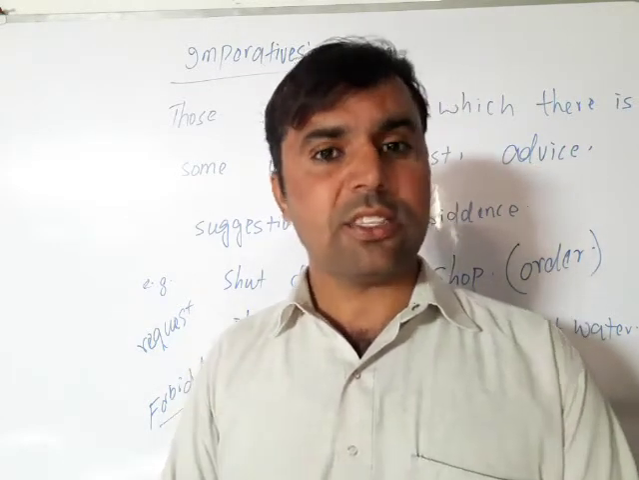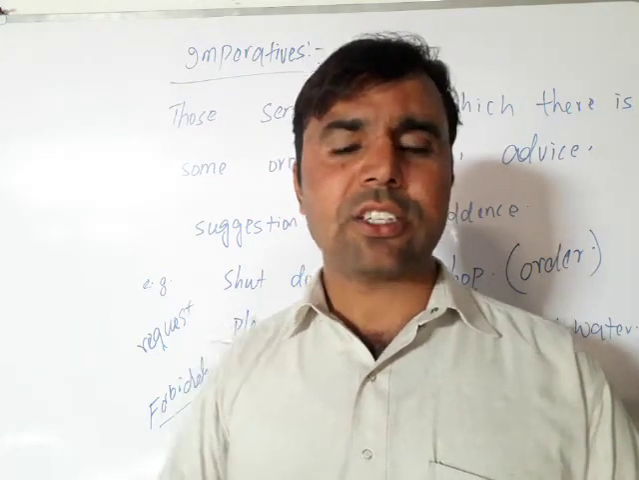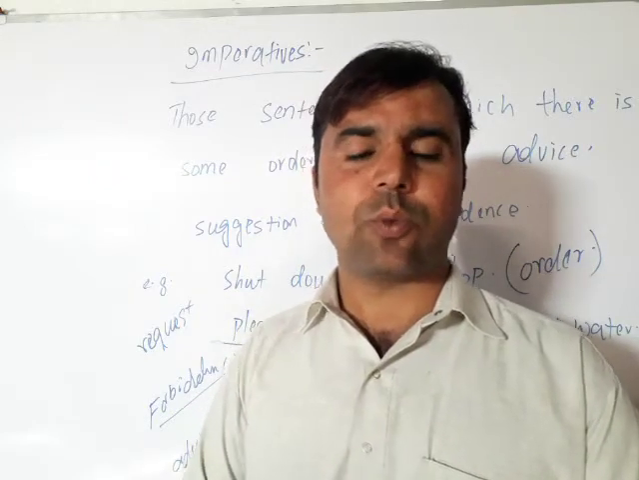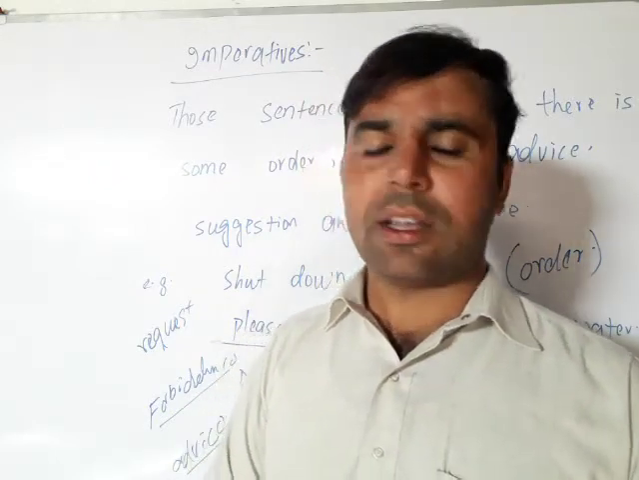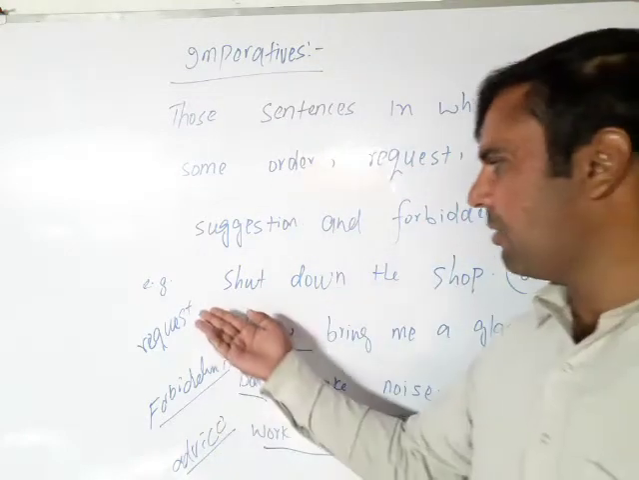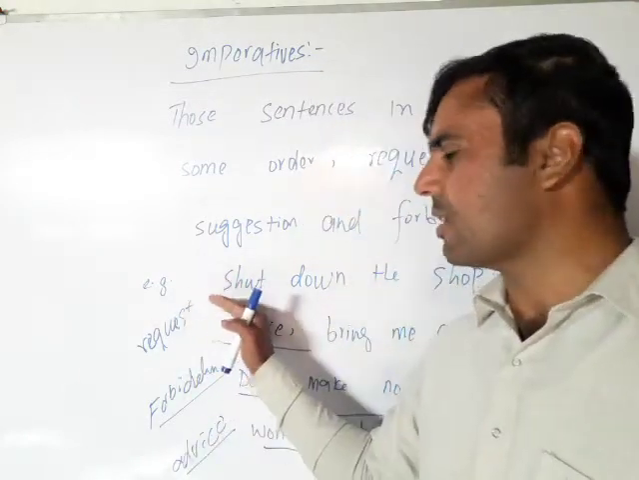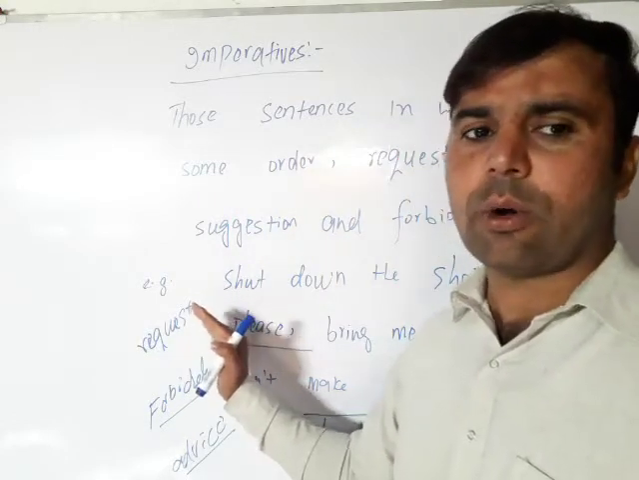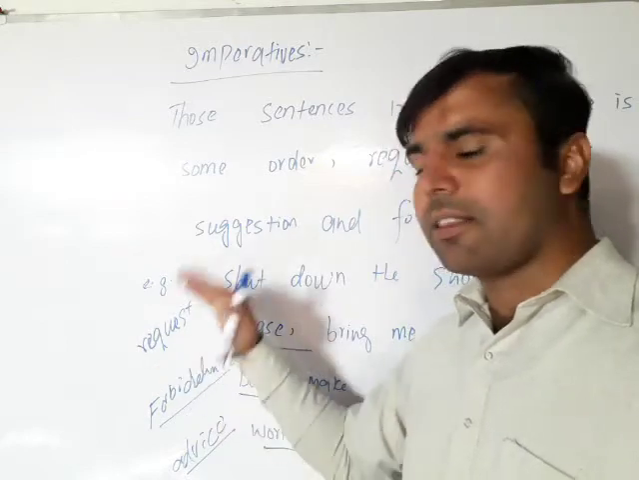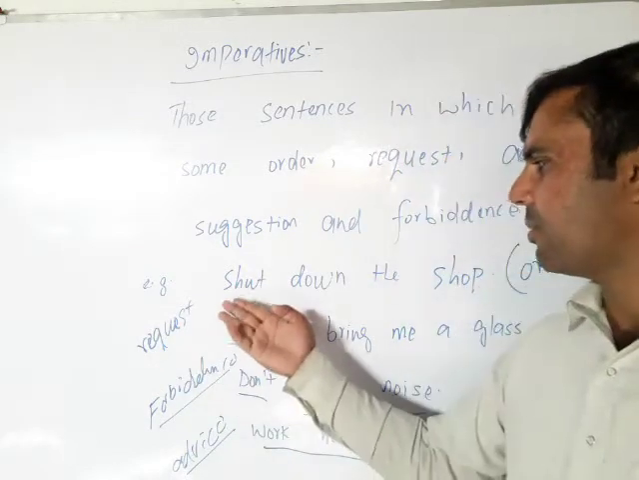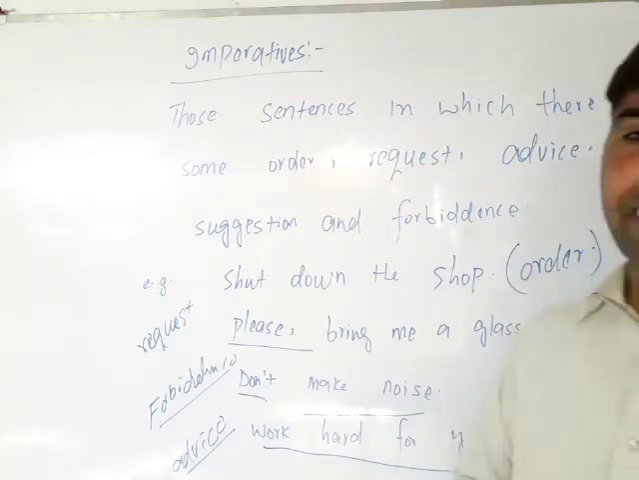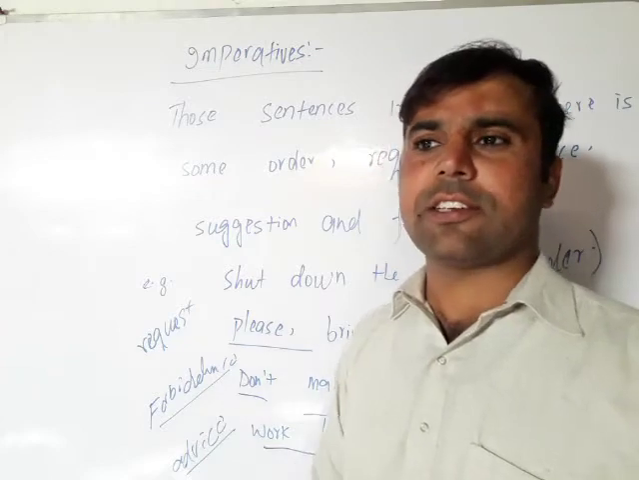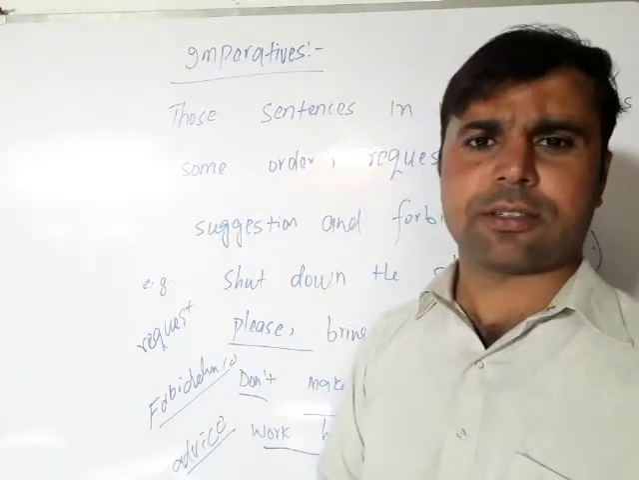Not only the sentence in which there is an order, but in fact if the mentioned things are present in a sentence, we better call it an imperative sentence. For example, we have these sentences, and these sentences show that they contain not only an order, they contain the other mentioned things as well. For example, shut down the shop. Now this sentence is an order. There is an order in this sentence, and it is an imperative sentence.